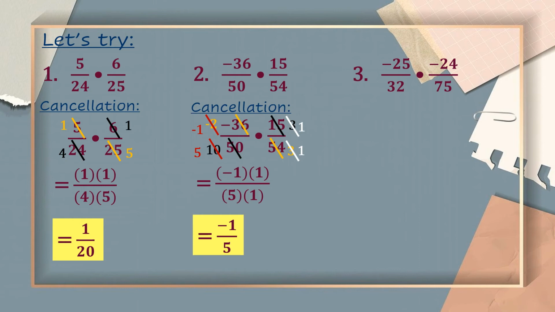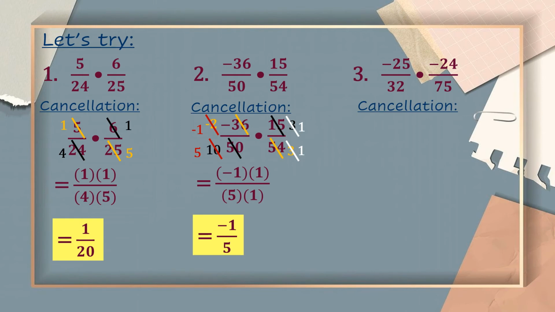Then, 5 times 1 is equal to 5. So, the answer is negative 1/5. For number 3, parehong negative. So, sabi kapag same signs, our answer is positive.